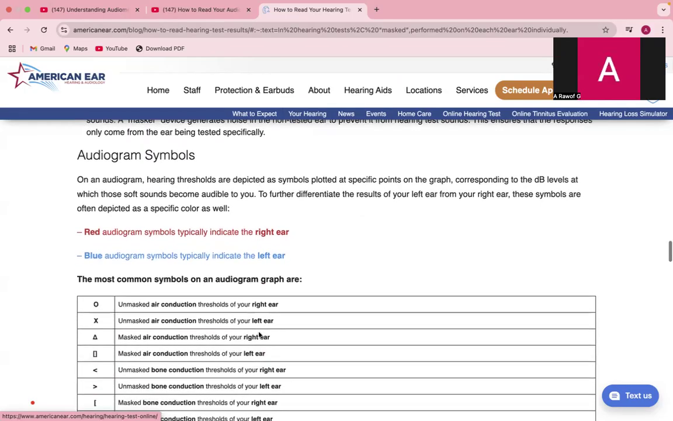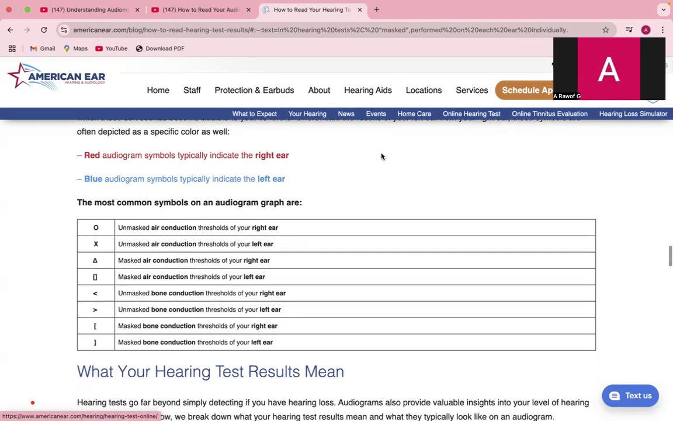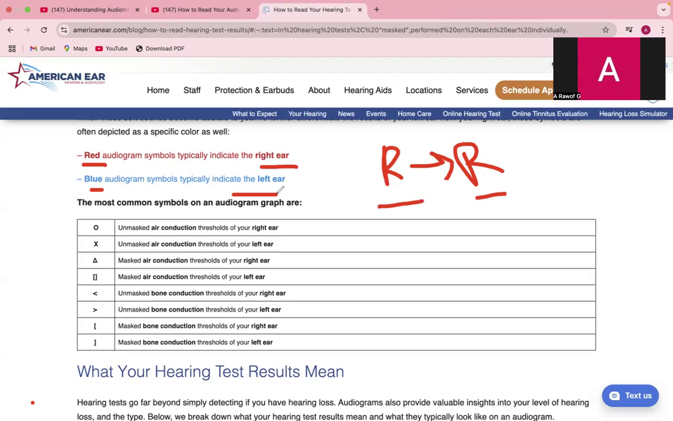So we have to remember a clue here. R for R. That means right ear for red. Red audiogram symbols typically indicate right ear and blue audiogram symbols typically indicate left ear. So R for R.